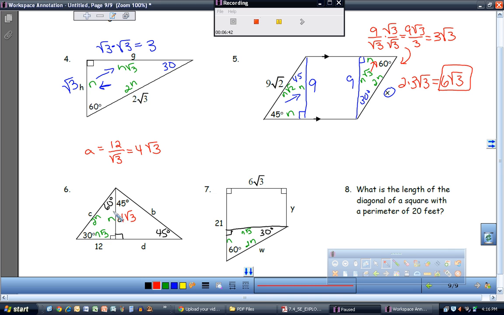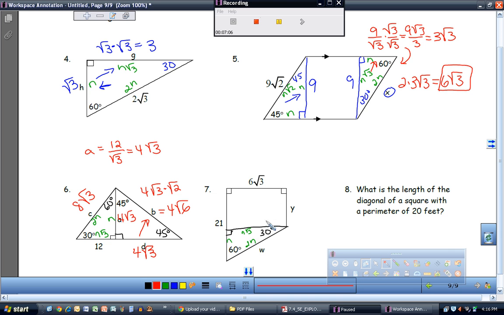To go to the hypotenuse, I just multiply that by 2, so this is 8 square root of 3. This is 4 square root of 3 because this is an isosceles right triangle. Now for B, to go from here to here, I multiply by the square root of 2. So I have 4 square root of 3 times the square root of 2. So B equals 4 square root of 6.